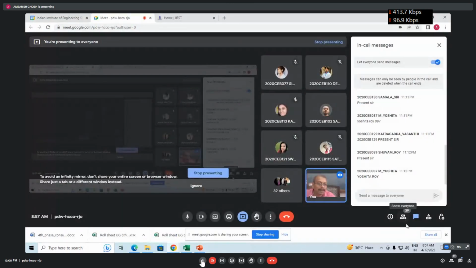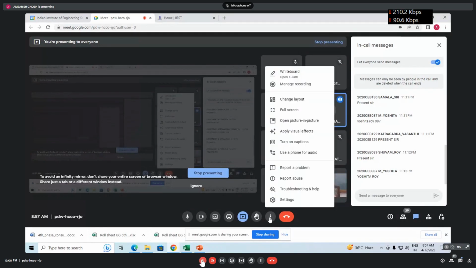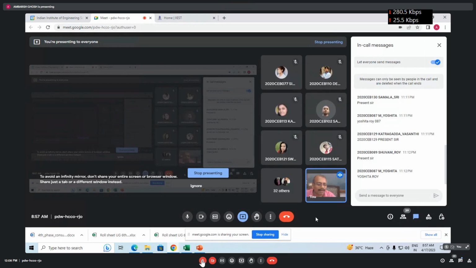Put your R values in the chat box. I am recording it. What is the value of EI? Length I have told 20 meter. You put it in the chat box, what R value you are getting, roll number wise. Calculate the R value and give it in the chat box.